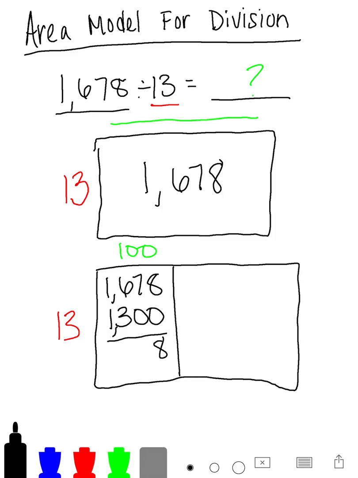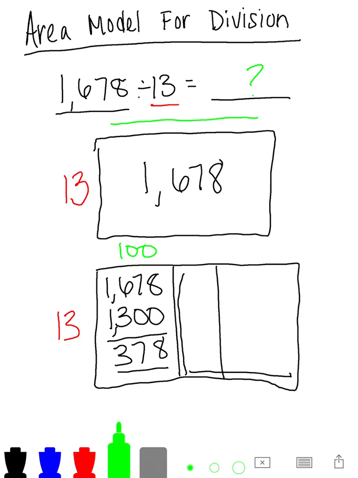Now I need to subtract that from the total area, which was 1,678. When I do that, I'm left with an 8, a 7, and a 3. So I'm left with 378. So now the area over here, this part of my square has to equal 378. So I'm going to split it up again.